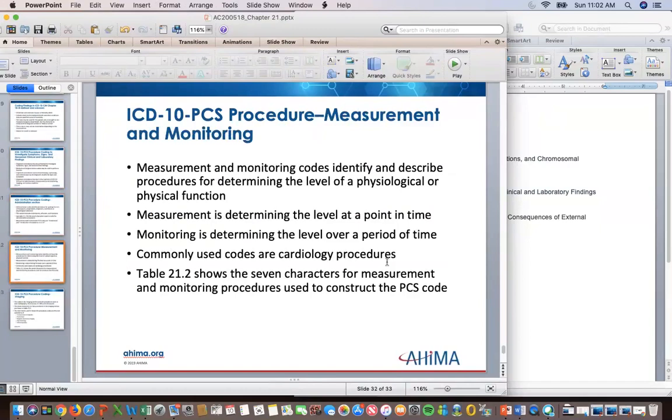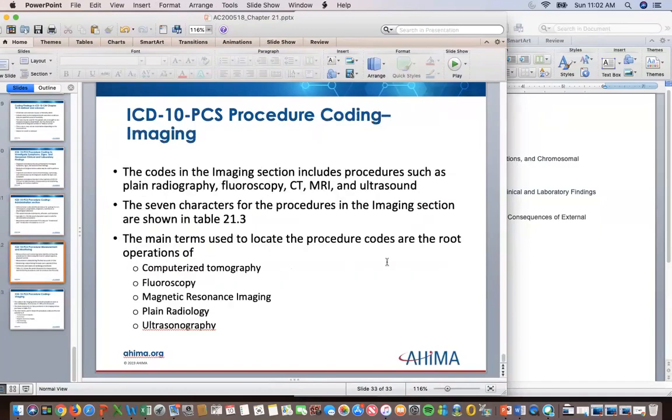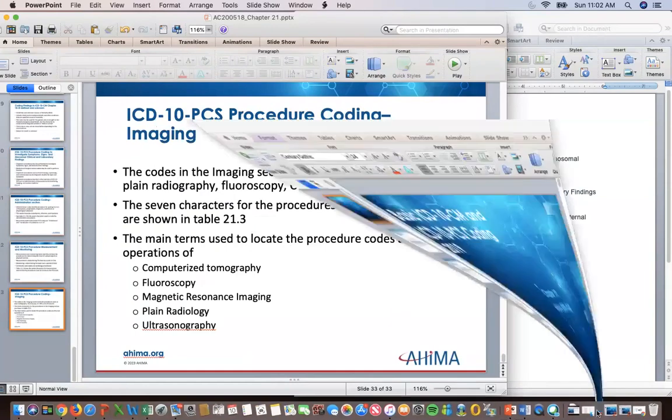A lot of codes are very definitive codes in a hospital type setting. So codes in the imaging section, your CT, MRI, ultrasound, again, those are main. You go to your main terms to locate those procedure codes. And again, in a hospital inpatient setting, those are captured by a charge master and already pulled through. If you're coding for ambulatory or outpatient or physician coding, then you may be the one assigning those imaging section codes.